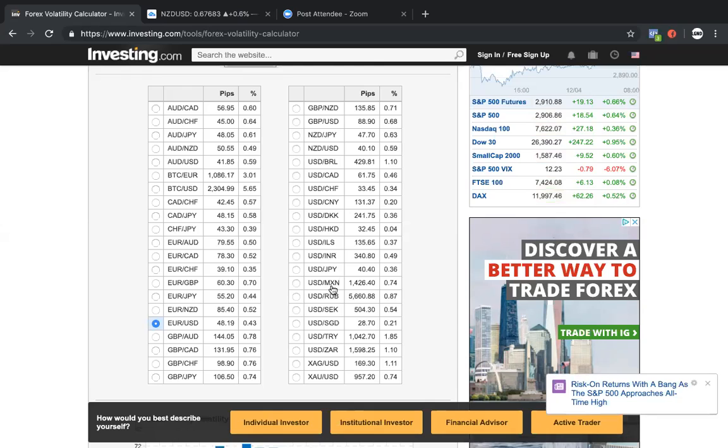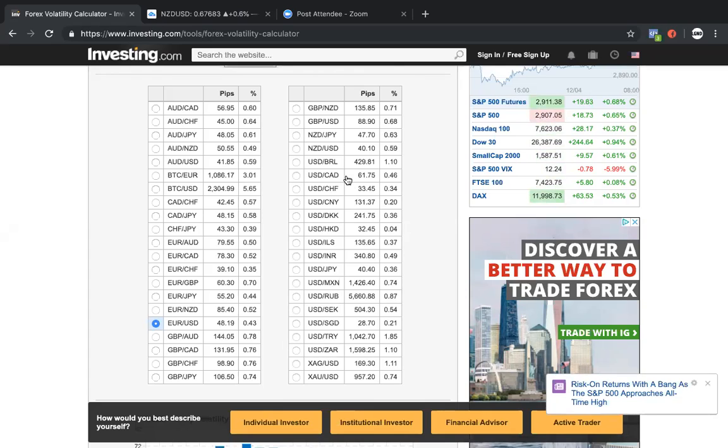Same thing for these exotic pairs, like ZARs. Let me see if there's anything dealing with ZAR. Yeah, USD ZAR, like 1,500 pips. This is ridiculous, you know what I mean? These types of moves are just completely ridiculous.